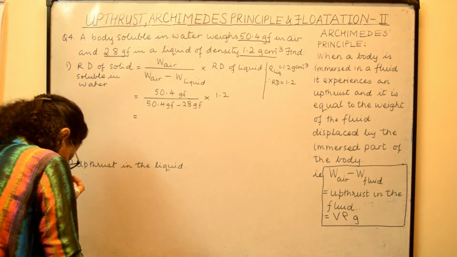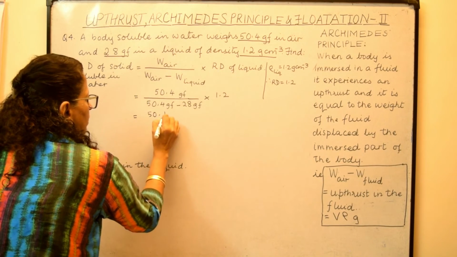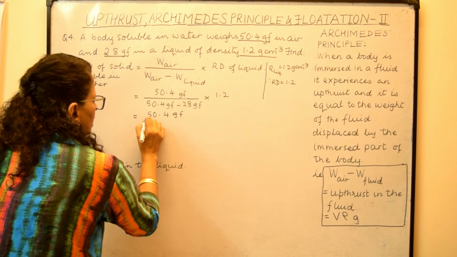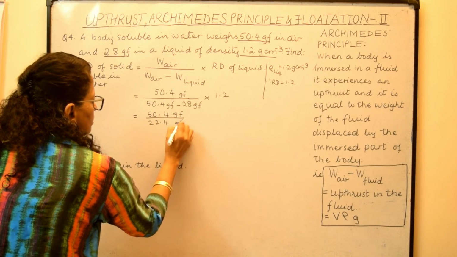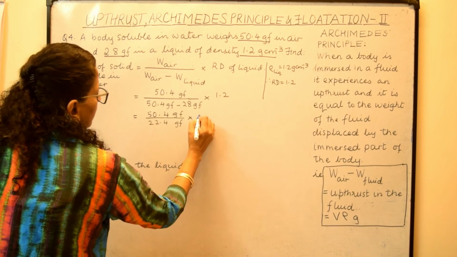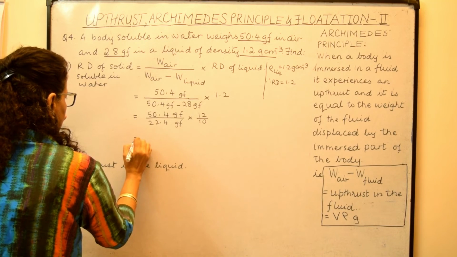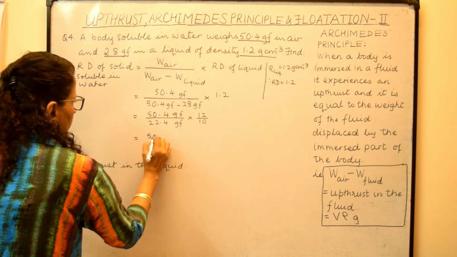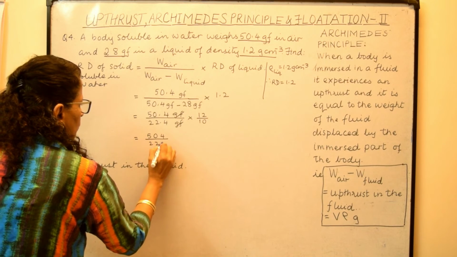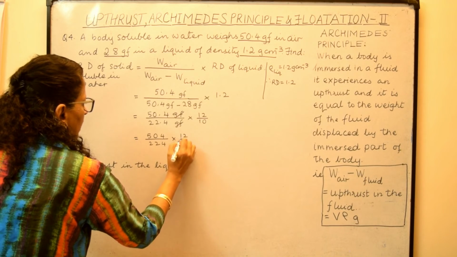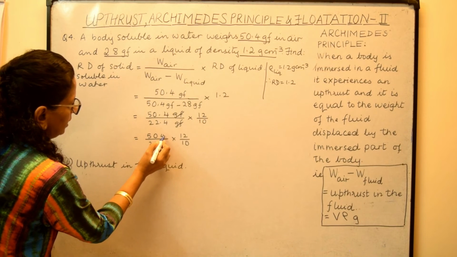So that will give us 50.4 GF upon 22.4 GF multiplied by, I am writing 12 upon 10. Now let us remove the decimal, and that will give you 504 GF gets cancelled upon 224 multiplied by 12 upon 10. Now here we'll have to start dividing.